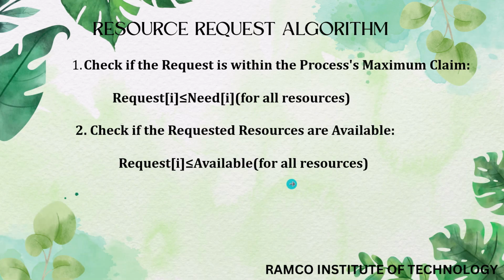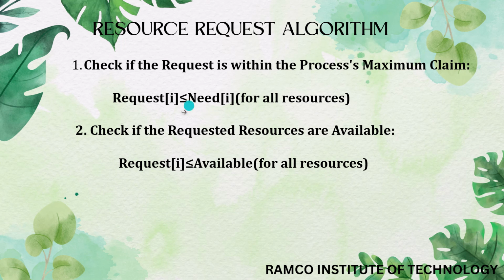So next is the resource request algorithm. So in the resource request algorithm, we need to check two conditions before applying the safety algorithm. So first condition: request of i is lesser than or equal to need of i. If the condition is true, we can go for the next step, otherwise just ignore the new request. So for all resources we need to check the particular condition, request of i less than or equal to need of i. Then after that we need to check whether request of i is lesser than or equal to available or not for all the resources. So this is the second condition.